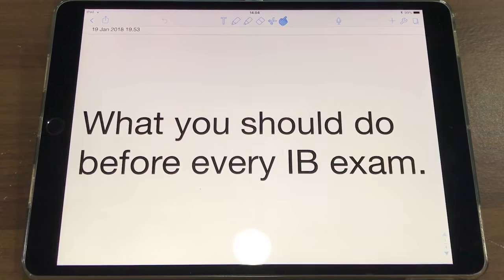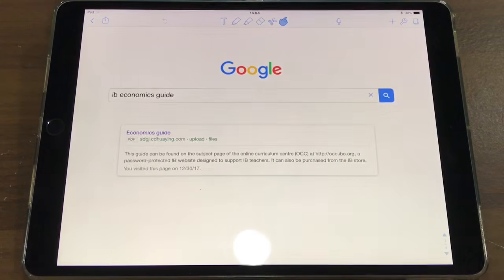How do you make sure you've covered everything you need to before an IB exam? You've read your textbook, practiced past papers, you've revised a ton, but how can you be truly sure that you haven't forgotten to study anything, that you've covered everything you need to? It's very simple. Go to Google and type IB subject guide.